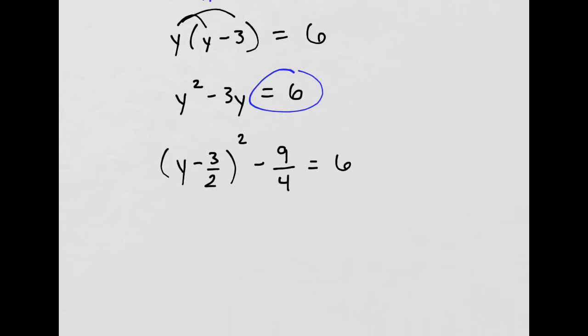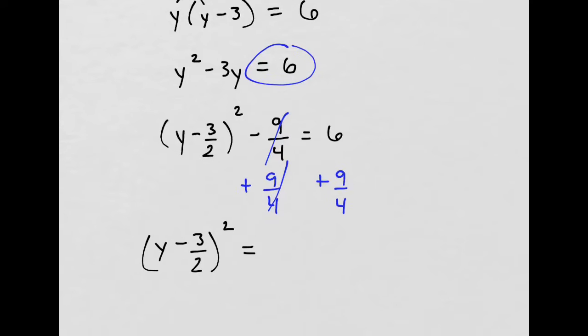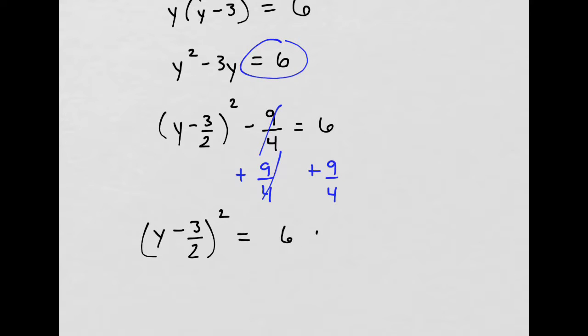And now I just solve. This is easy. This is not so bad. Plus 9 over 4, plus 9 over 4. I'm adding a fraction, so I'm going to get a common denominator. So I have y minus 3 over 2 squared equals, I guess I'll write it like this, plus 9 over 4. That way it's a little bit easier to see.